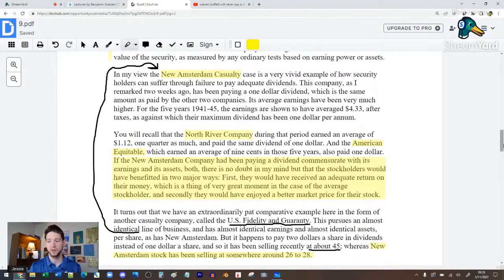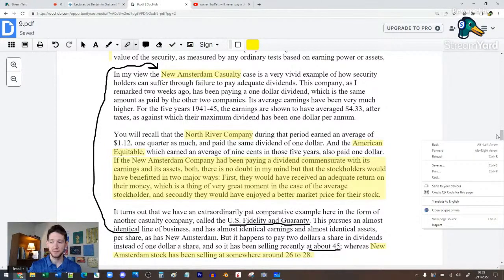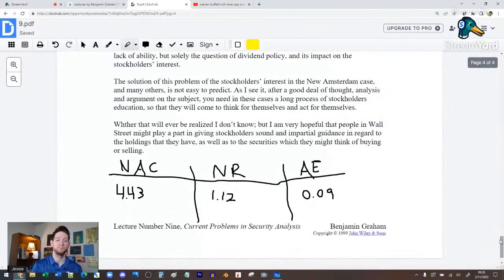So I made a little chart for these three companies to explain what Benjamin Graham is talking about here. You have the North American Casualty, you have North River, and you have American Equitable. Each one of these companies pays a dividend of $1. However, their last 5-year average earnings is $4.43 for North American Casualty, $1.12 for North River, and 9 cents for American Equitable. So here you have three cases of companies paying $1, but their earnings are vastly different.